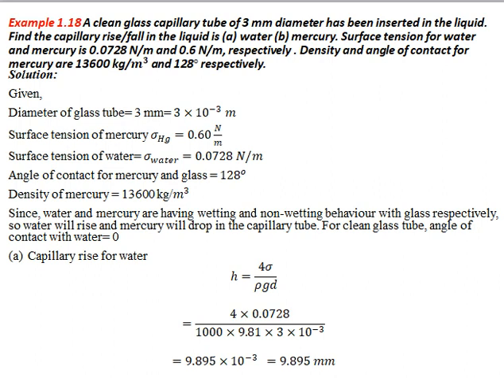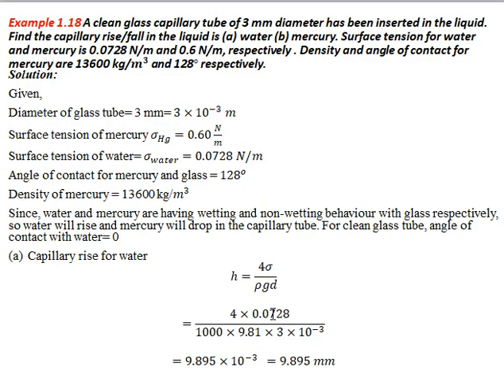Another numerical example has been given. If we take a clean glass capillary tube of 3 mm diameter inserted in the liquid, we have to find the capillary rise or fall in the liquid. If the liquid is water or mercury, the surface tensions of water and mercury are given respectively. The density and the angle of contact have also been given. So, by substituting the given values directly into the formula h equals 4 sigma cos theta by rho g d, the value can be determined.